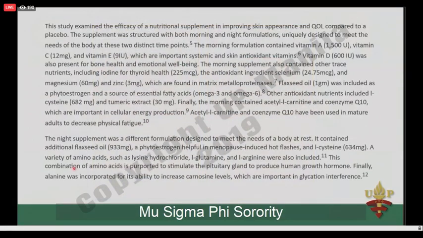The contents of this nutraceutical were vitamin A, vitamin E, and other trace elements like iodine, magnesium, and zinc, and you also had phytoestrogens and essential fatty acids in this supplement. So this just goes to show that eating right and taking the right supplement can greatly help the physical appearance of aging skin.